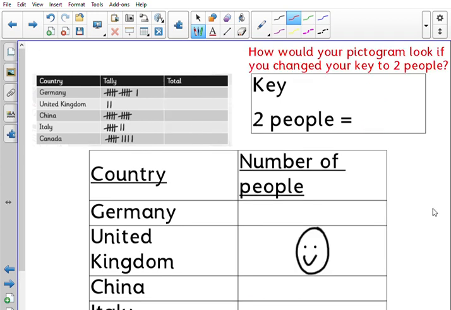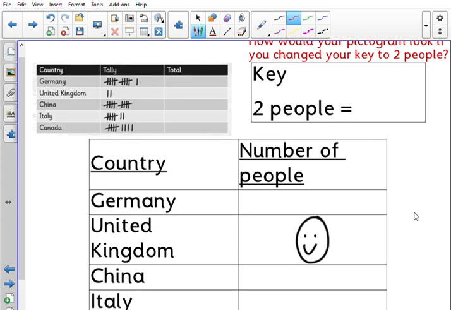How would it look now if you changed your key to 2 people being one picture? So again, I'm just going to fill in those totals there. 11, 2, 10, 7 and 9. So now, instead of my smiley face being one person, it's now 2 people. So for the United Kingdom, I've only got 1 smiley face because there were 2 people, but 1 smiley face equals 2 people. So I only need 1 smiley face.